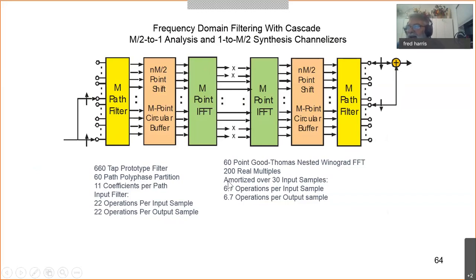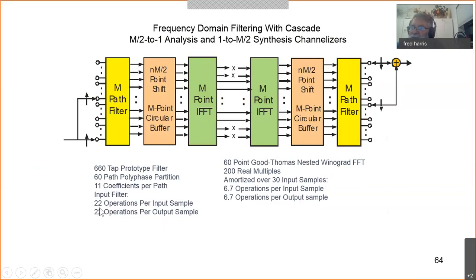That's okay. Now, if I take my 200 operations and amortize it over the 15 inputs, I have to do this over every 15 inputs. But I may have got this number wrong. This may be the number 13. So there are 13 operations per input point to build the transform, and there are 13 operations for the output to build the transform.